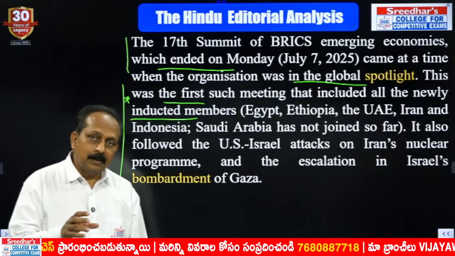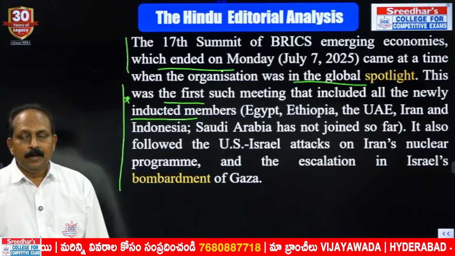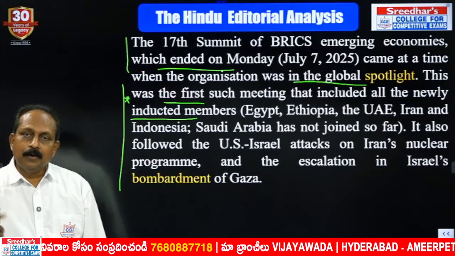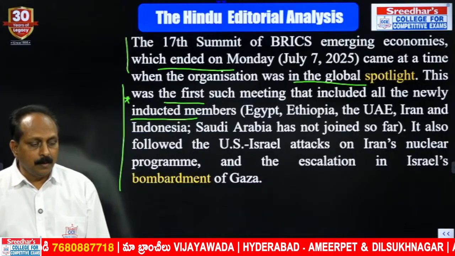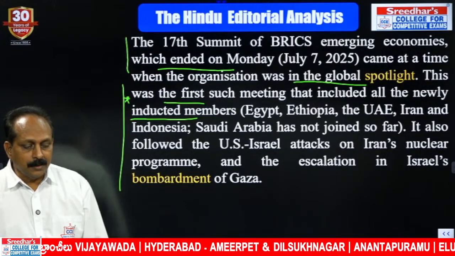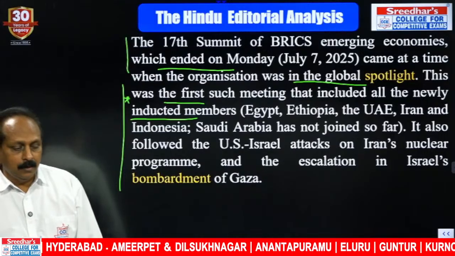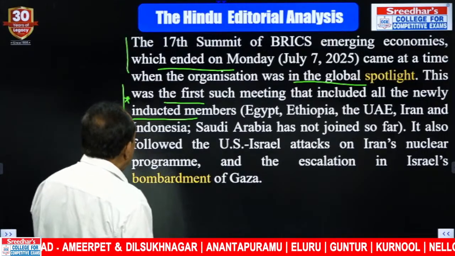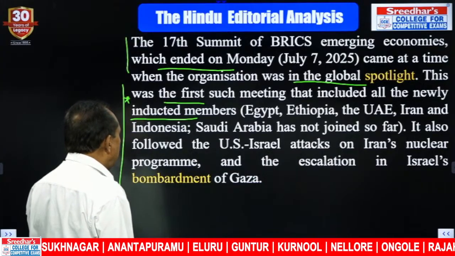And induct, an important word. It has many meanings. Tomorrow you get the job. Your first day in the office, someone receives you, introduces your colleagues, talks about your responsibilities. The whole process is called induction. Introduction or orientation or welcoming someone into the organization. Inducted members: Egypt, Ethiopia, the UAE, Iran, and Indonesia.